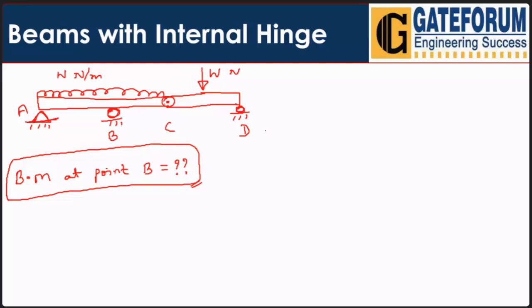As in my last video, I taught you that if we have beams with a bracket, then how we can solve the problem. What was the first step there? Just remove the bracket and put the equivalent load as well as moment. Here, in the same way, what is the first step?